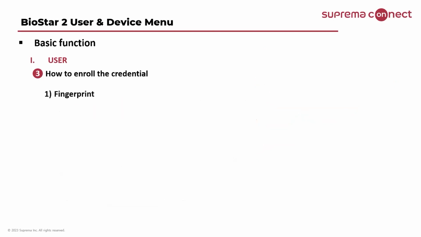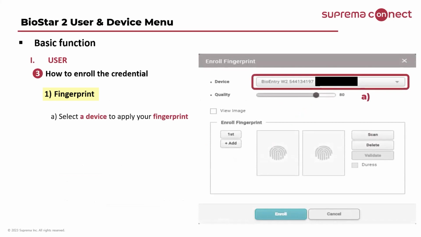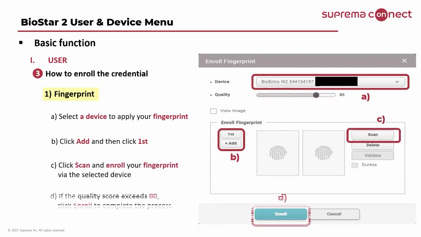Okay, let's start with how you can enroll in the credential. First is fingerprint. When clicking the fingerprint icon, you can see the following pop-up. Then select a device and click add, and then also click first. Then click scan and then enroll your fingerprints on the device. And finally, you can complete all steps by clicking enroll.